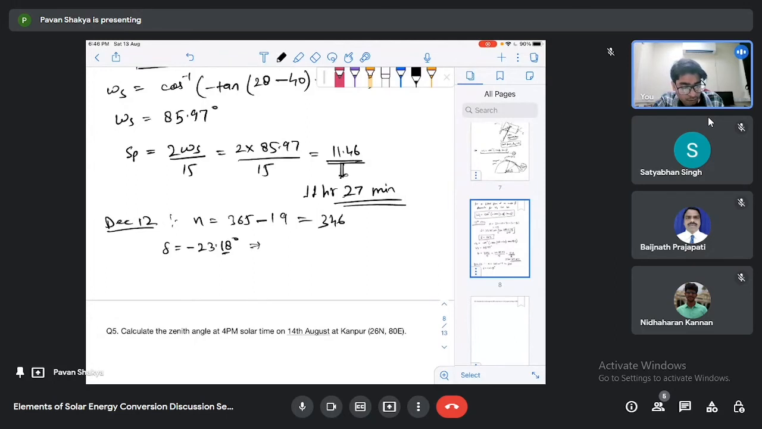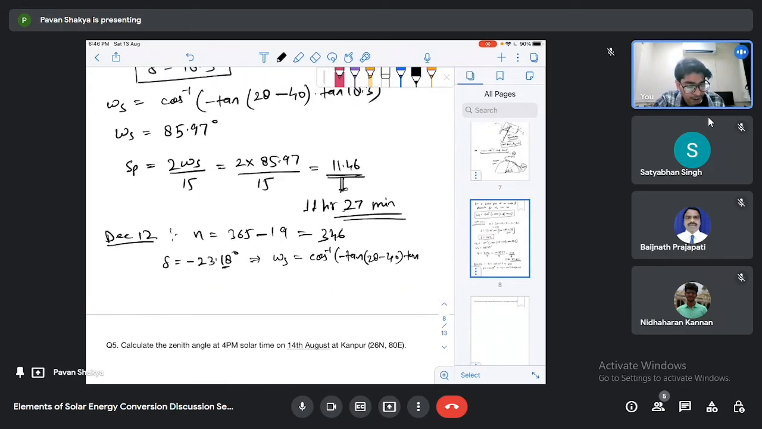Then we can solve for omega s, that will be cos inverse of minus tan of 28 minus beta, that is fixed for a particular location, then tan of delta, that is minus 23.18. When you solve, you will find that omega s comes out to be 95.22 degrees. Then you will be able to find the day length, that is Sp equal to 2 omega s by 15, and you will find it as 12.7, that we can write as 12 hours and 42 minutes.